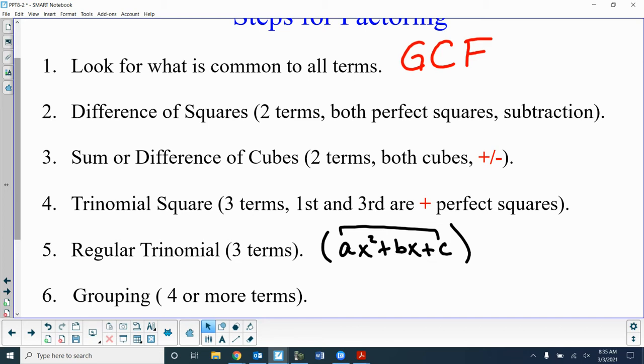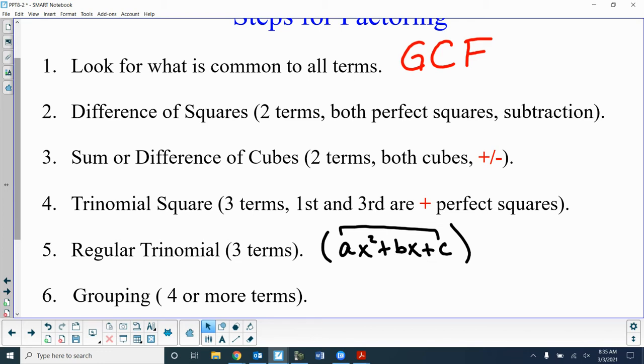We took the square root of the first term and put that in the front of both sets. And the second number, we took the square root of that, put it in the back of both, and then what do we do? One's addition, one subtraction, okay? The sum or difference of cubes was when, first of all, they had to be two terms, both cubes, could be addition or subtraction.